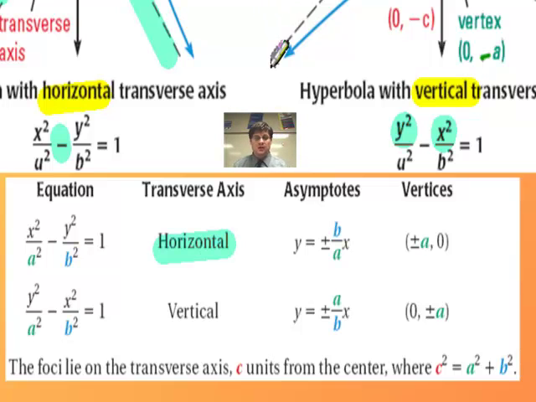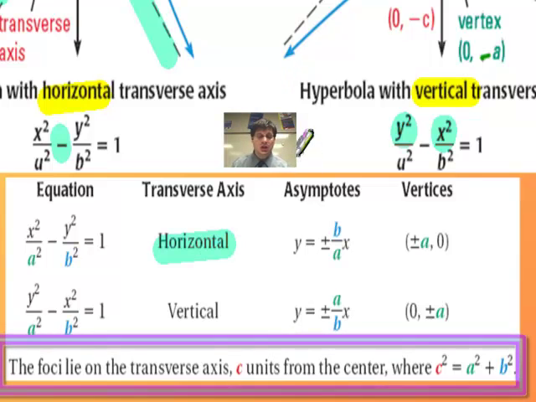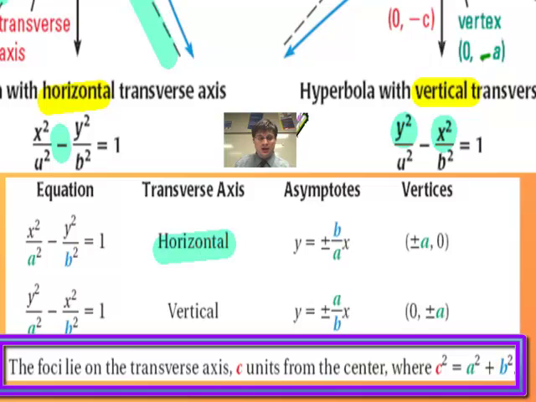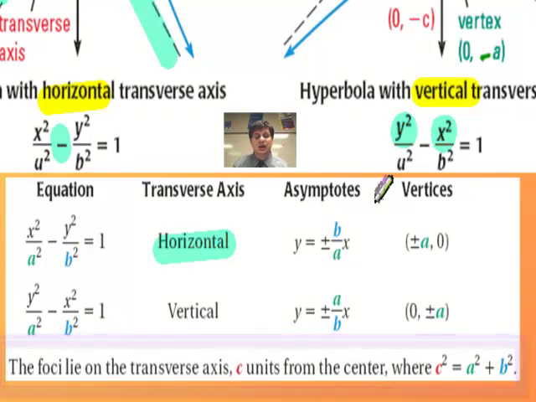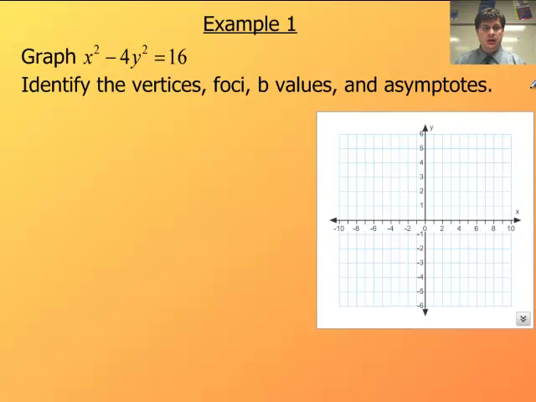Of particular note, the foci can be found. They're c units from the center of the transverse axis where it crosses on the origin, and it can be found by c squared equals a squared plus b squared, which looks remarkably like the Pythagorean theorem. So if you remember the Pythagorean theorem, you can remember the relationship between a, b, and c for the foci on hyperbolas. Okay, in this first example, we're going to graph x squared minus 4y squared equals 16.